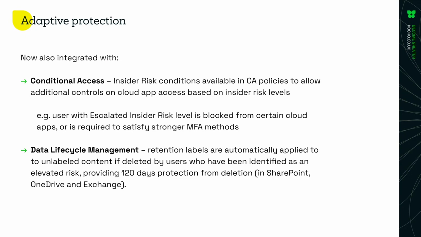So if the user is at this elevated risk, we're not going to let them delete stuff en masse. It's basically not going to be able to happen. It might seem like it's happened, but we can retrieve the data and we're protected for 120 days. At the end of 120 days, that stops, so then they could permanently delete stuff. But you would hopefully have already realized that there's something up with that user by then. And depending on what your insider risk management policies are doing, you could well already be alerted to that user and be investigating them.